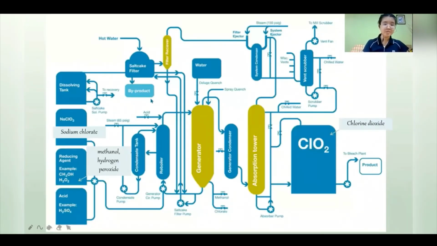So this is the reaction tank. We will use sodium chloride and one type of reducing agent and also acid mixed in the generator, and this absorption tower is to absorb the carbon dioxide, and lastly it will produce chlorine dioxide. So it is used to bleach the pulp, and we will get our final product, which is paper.